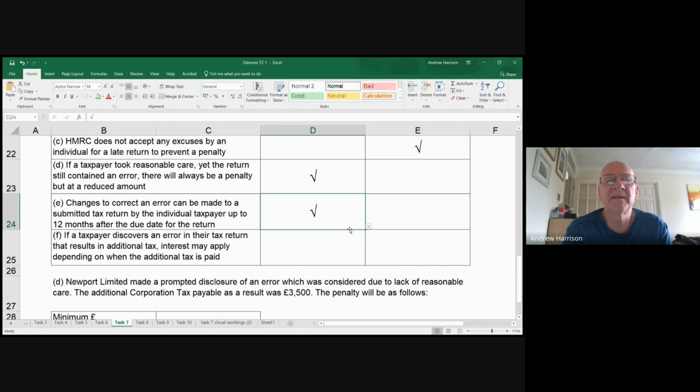So a taxpayer discovers an error in their tax return. Additional tax, interest may be payable depending on when the additional tax is paid. Yeah, it doesn't matter. It's a bit like the filing penalty. From whenever it was due, there's going to be interest. So I see. Hang on, I got this one wrong. What I was saying was right, what I did was wrong. So taxpayer took reasonable care, there will always be a penalty, and that's the 0%.